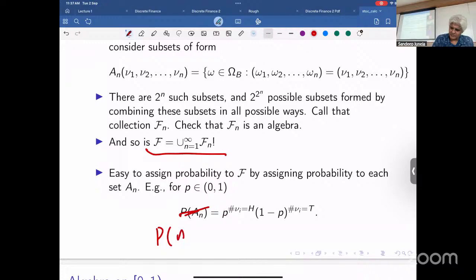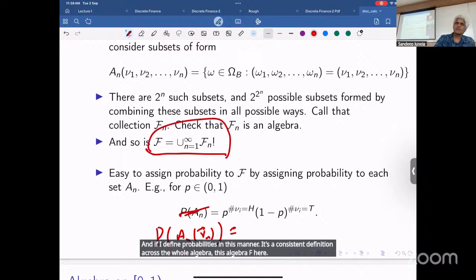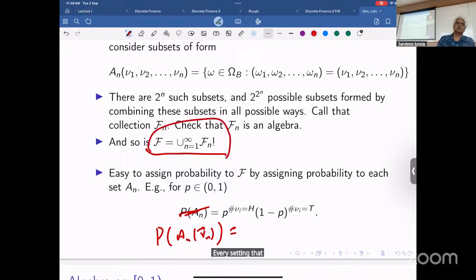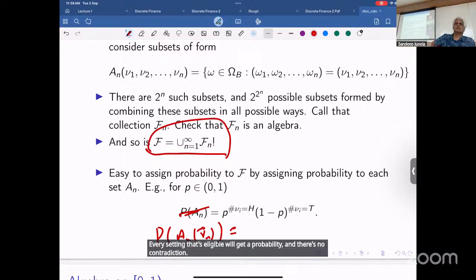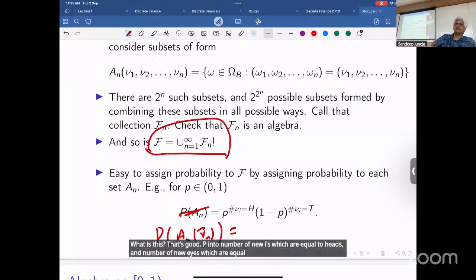This should be P of An of nu n, where nu n is the vector here. That's given by this probability, so I can assign probability to every nu n in that manner. If I define probabilities this way, it's a consistent definition across the whole algebra. Every set in that algebra will get a probability, and there's no contradiction. What is this hash? It's p to the number of nu i's equal to heads, times 1 minus p to the number of nu i's equal to tails.